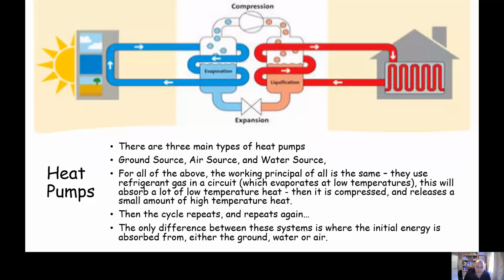You can actually still absorb some heat, and on average, for each kilowatt of electrical energy that goes into this system to work the pump, to work the compressor, you get roughly 3 kilowatts of heat back, because all of that extra energy is being absorbed from the source, be it the ground or the air, or potentially in some cases water.